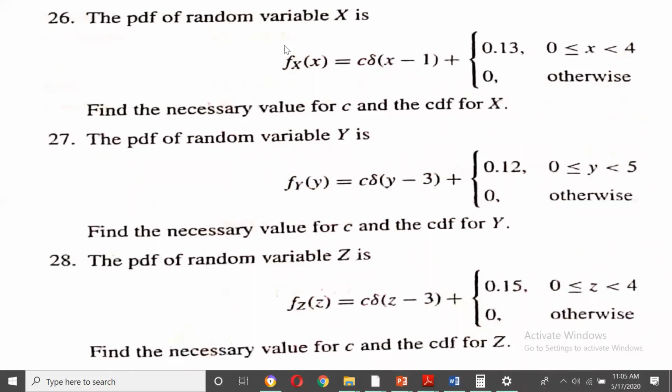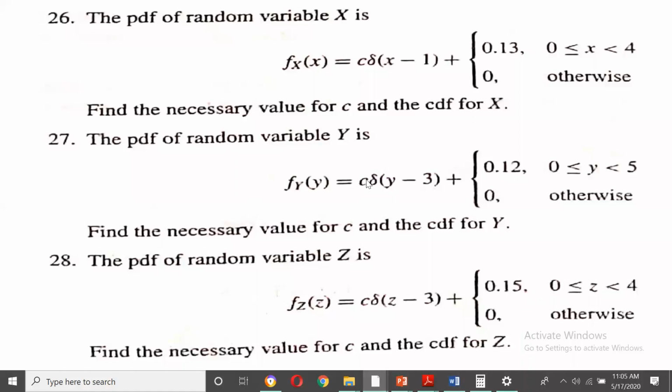So now we can go for solving this example. f_Y(y) equals c δ(y − 3) + 0.12. We can try to plot this first. So between 0 to 5, it is 0.12, and then you have the impulse at y equal to 3. Between 0 to 5 of y, you have 0.12, and at y equal to 3, you have the impulse, whose magnitude is c.